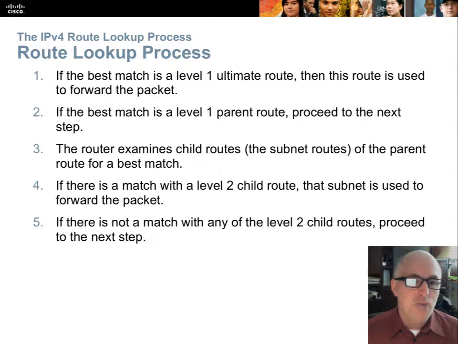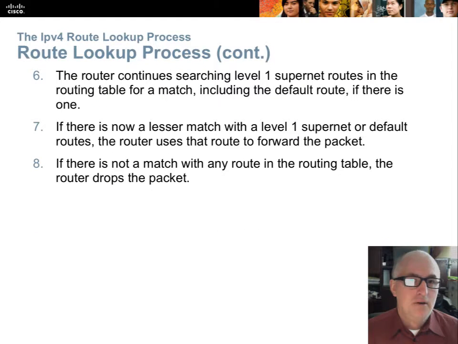If there is a match with a level two child route, then it's forwarded using that match. So level two child routes can be routed to, and level one ultimate routes can be routed to, but level one parent routes cannot be routed to. If there is not a match with any of the level two child routes, go to the next step. The router continues searching level one supernet routes in the routing table for a match. Those are ultimate routes, by the way, including the default route if there is one.